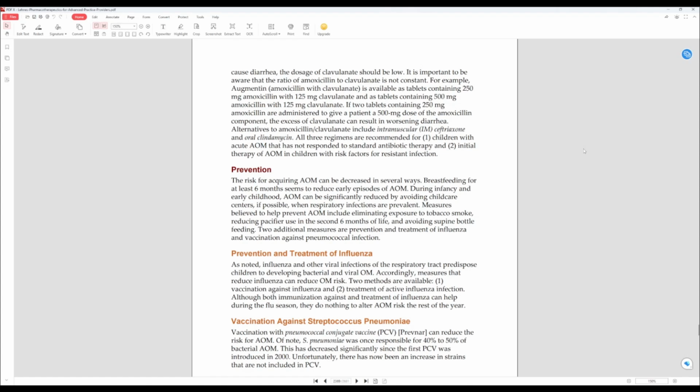All three regimens are recommended for children with acute AOM that has not responded to the standard antibiotic therapy, or for the initial therapy of AOM in children with risk factors for resistant infection.